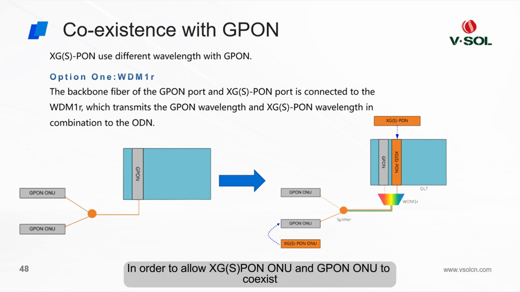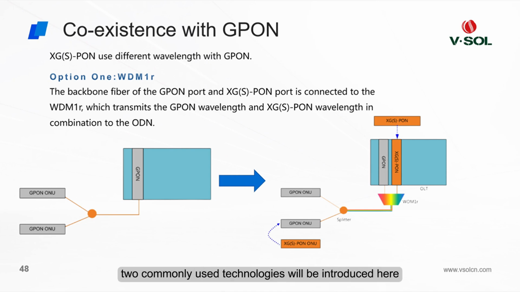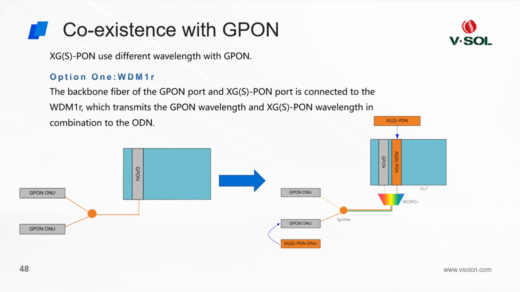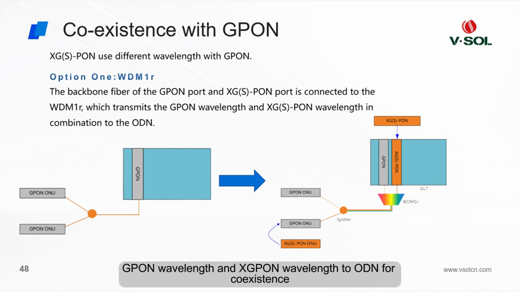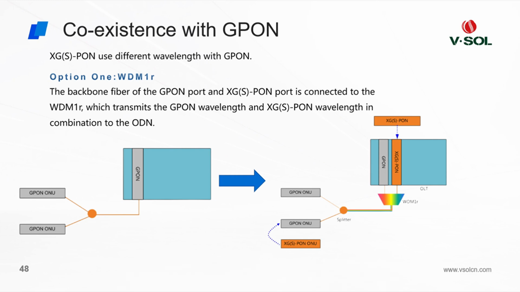In order to allow XGS-PON ONU and GPON ONU to coexist, two commonly used technologies will be introduced here. Option 1, WDM1R. The backbone fiber of GPON port and XGS-PON port is connected to WDM1R, which transmits the combination of GPON wavelength and XGPON wavelength to ODN for coexistence.